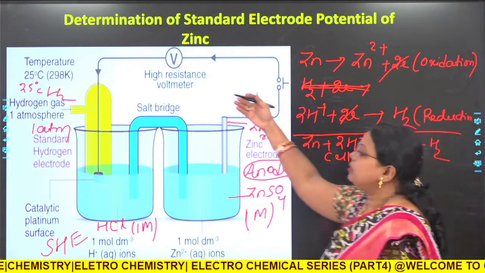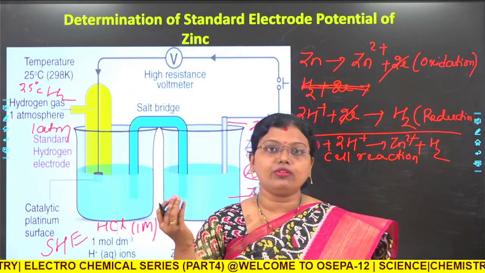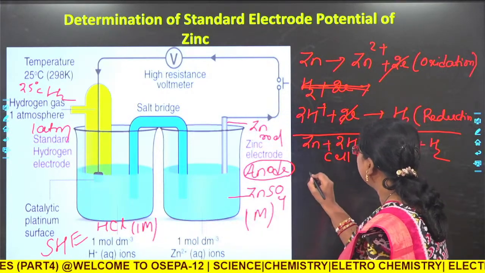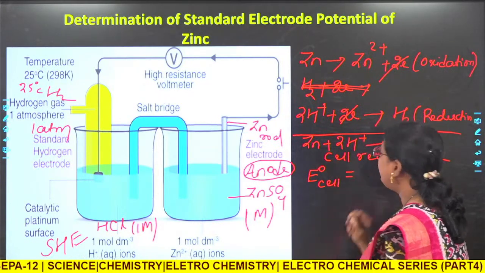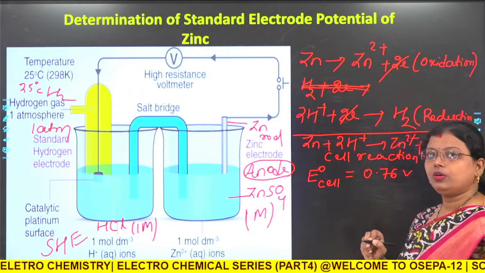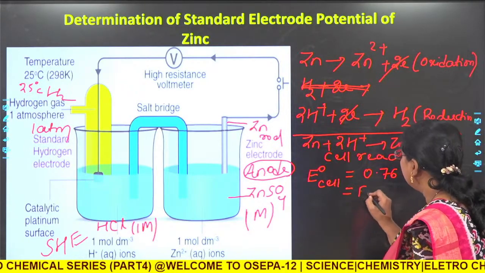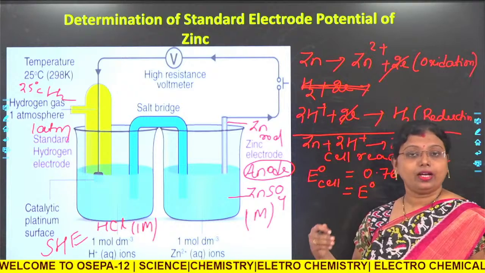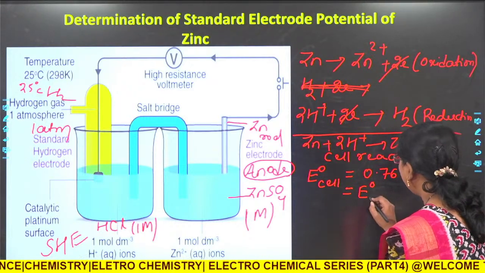Then from the voltmeter, you will obtain a certain value of the voltage, that is, you will obtain the reading: E naught cell is found to be 0.76 volt. So E naught cell is equal to the oxidation potential of the anode, the oxidation potential of what? Anode.